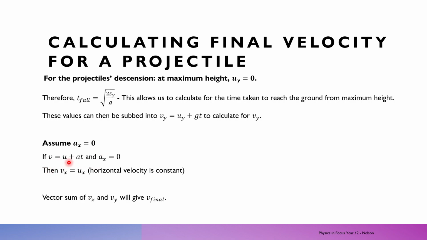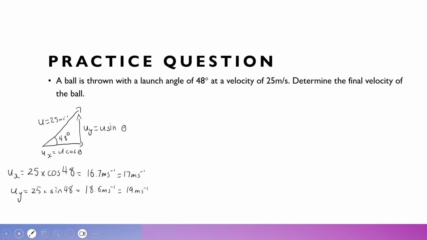Therefore, when we apply the v equals u plus at formula, the at term gets completely cancelled out, meaning that the final velocity in the x-axis is going to be exactly the same as the initial velocity that we started with in the horizontal to begin with. Let's have a look at trying to apply that to our key practice question here.